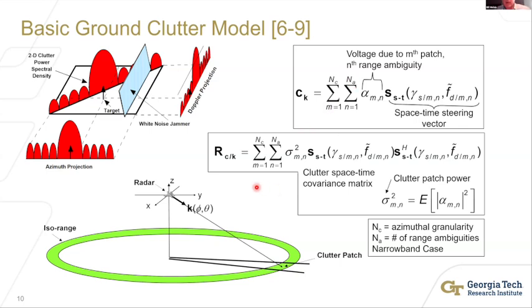We can also, and this is very important for radar design and performance characterization, model the clutter covariance matrix. So if we assume each of the patches is statistically independent, the clutter covariance matrix ends up being given by the outer product of the space-time steering vectors weighted by the power sigma squared for that patch, again, summed up over n sub c patches and n sub a ambiguities.